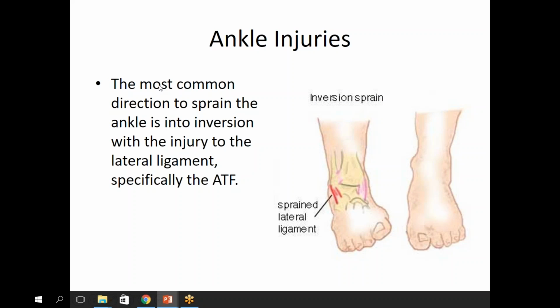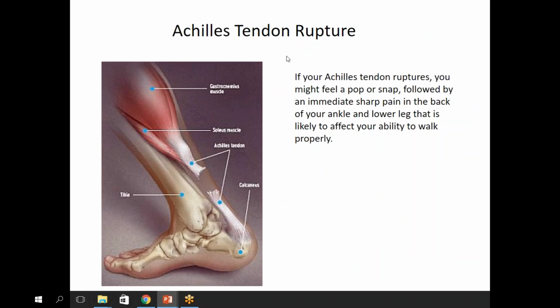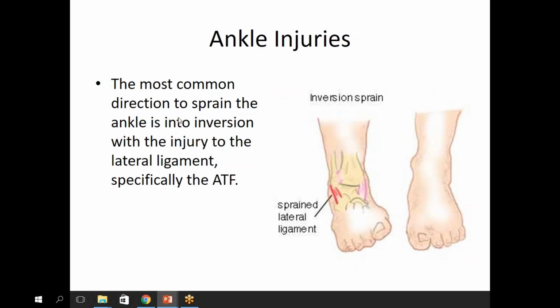Another ankle injury, and we're going to get into this a little bit more, a little bit of surgery. I think I got some surgery images. Those are my original ones. I wanted to share them with the class as well.